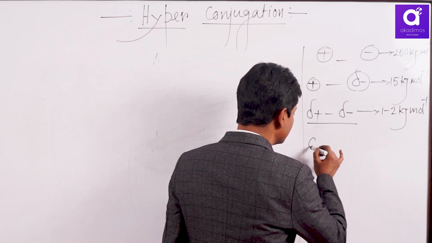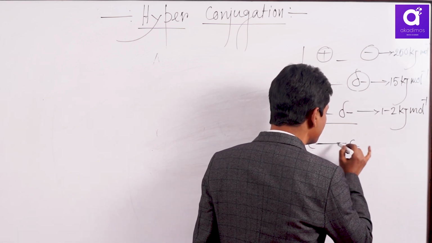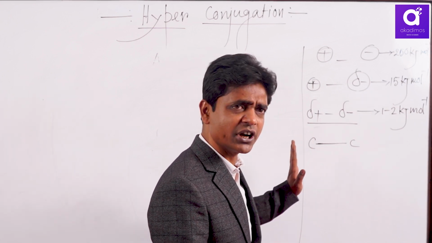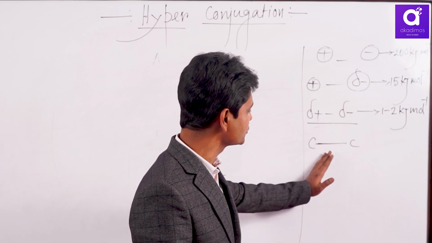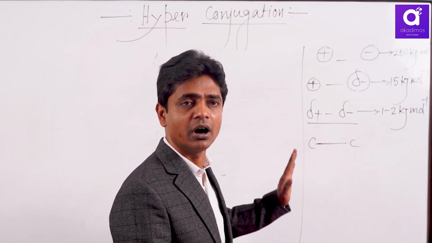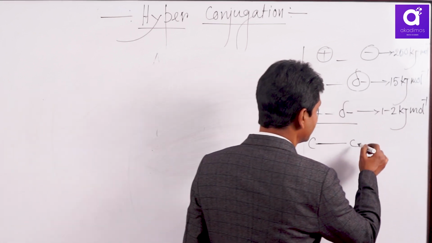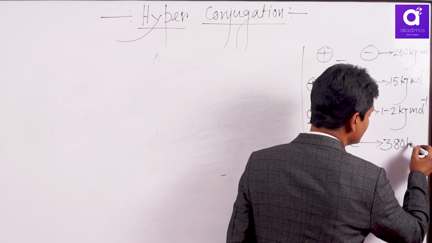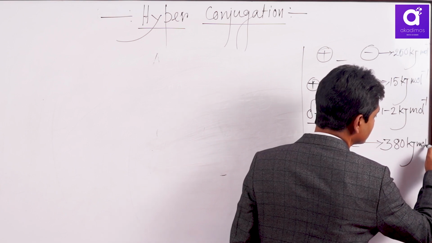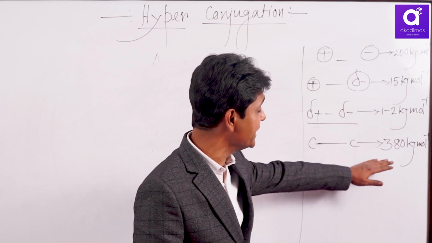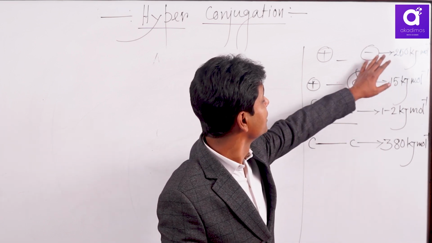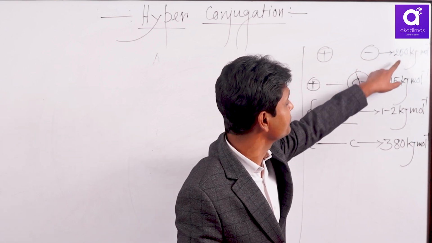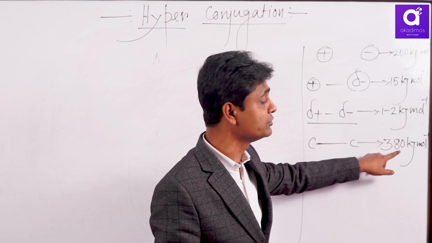Now, you know, in a carbon-carbon sigma bond, here there is no electrostatic. Effective charge is 0 on both carbons. No electrostatic, only overlap of orbitals, which will give energy near about 380 kilojoule per mole, which is greater than simple electrostatic attraction, plus-minus 250. Only covalence will give this energy.